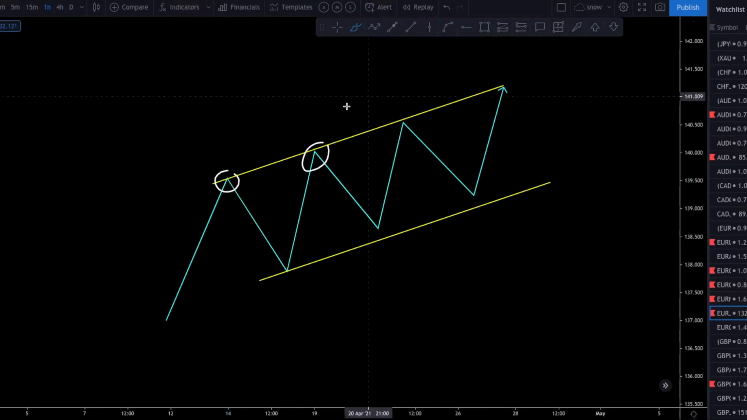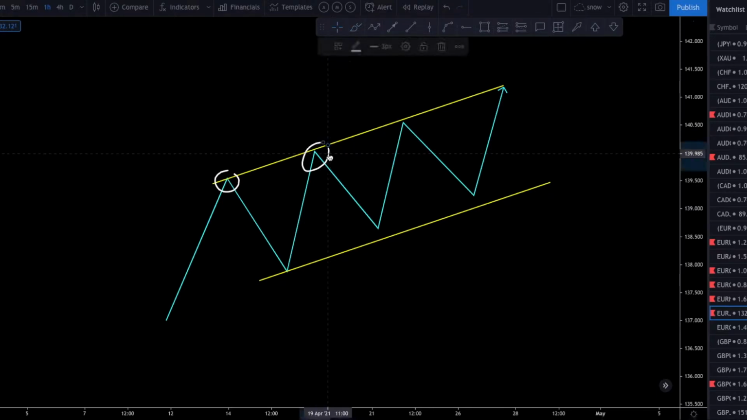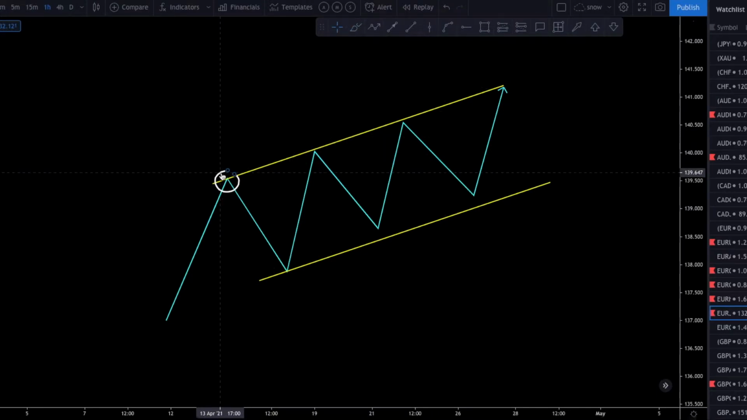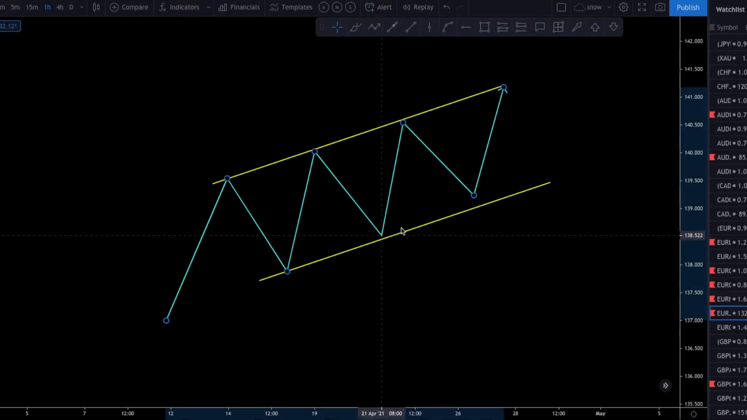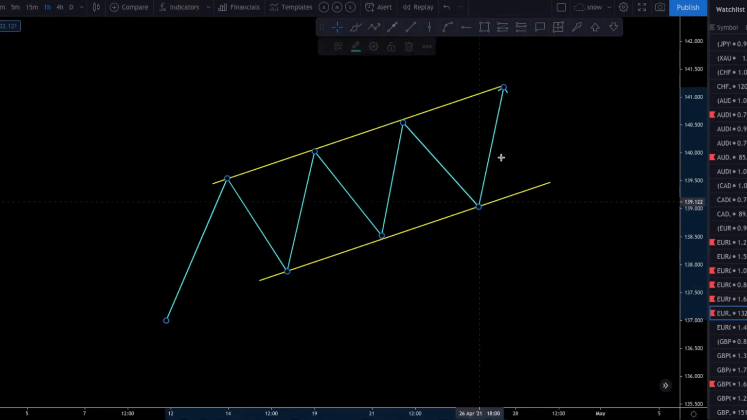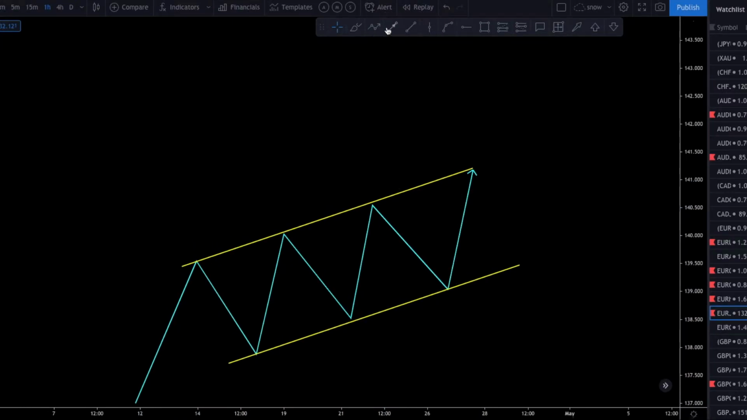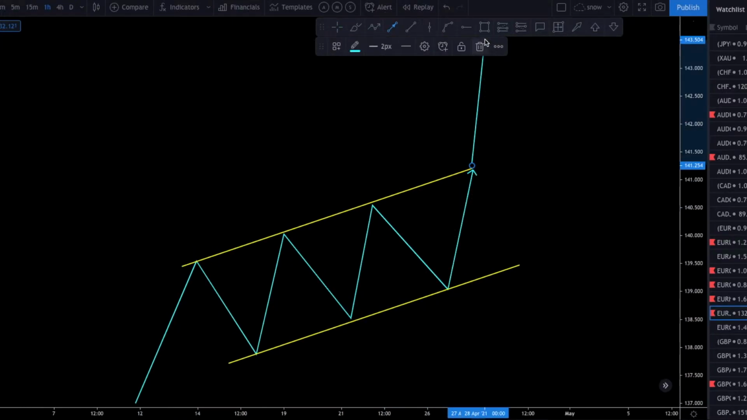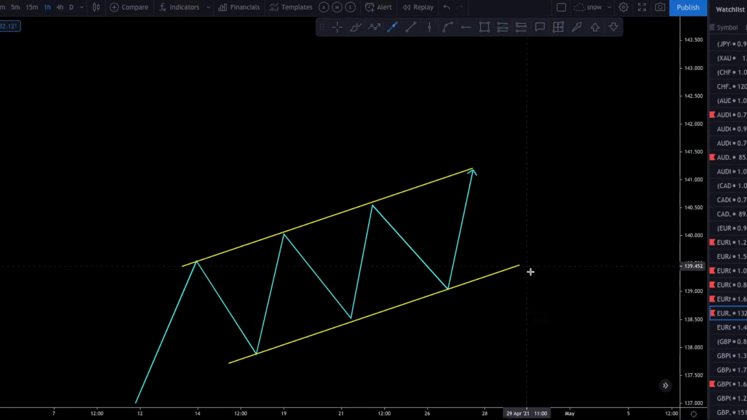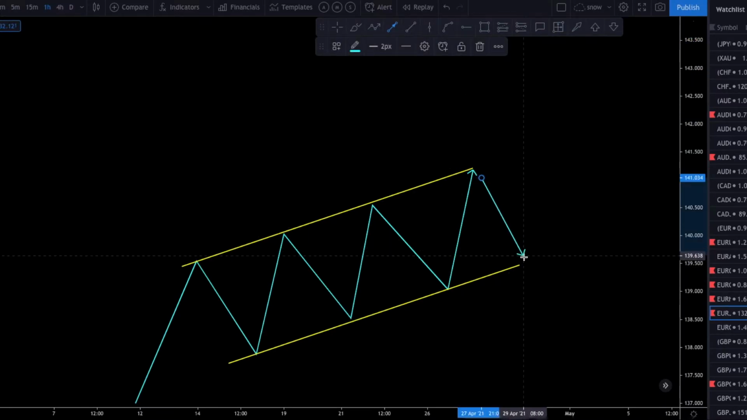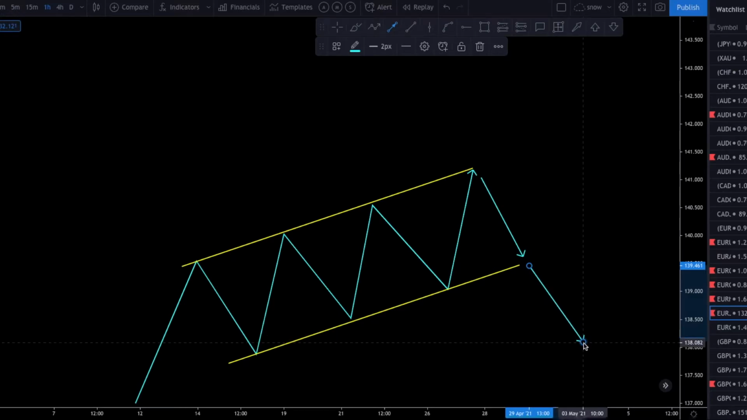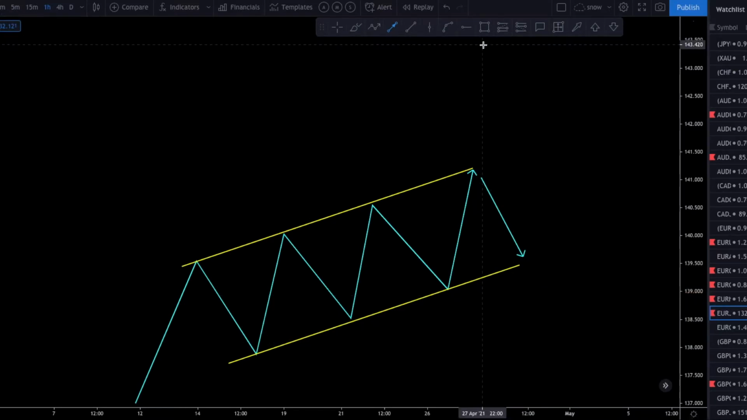Then that's when the pattern changes. But you can't just wait for the market to break out of these trend lines, because you can capitalize while the market is still moving within the trend lines. You don't have to wait for it to break out like that, or to break below like this. You can still capitalize while it's within these trend lines.